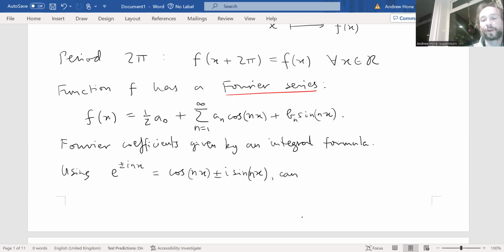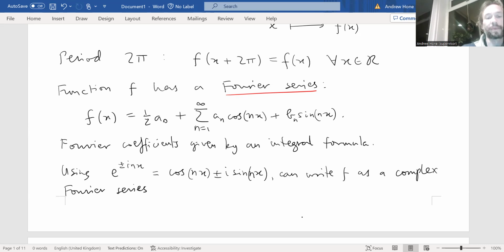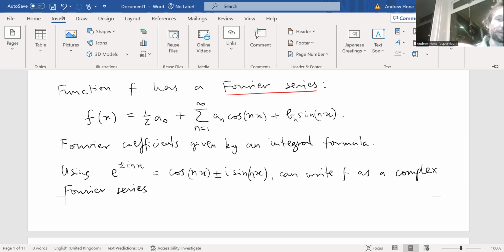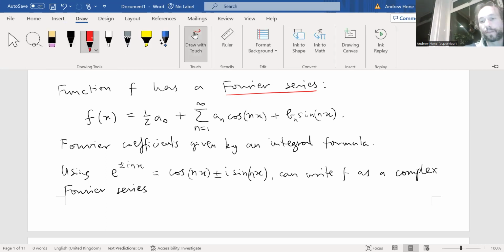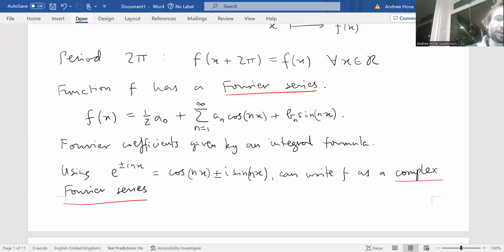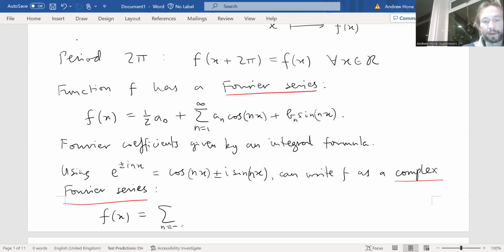So if you use this fact, you can also write f as a complex Fourier series. There's nothing really different here. What do I mean? Well, I just mean that you can replace this sum with cosines and sines by a sum of complex exponentials. And the nice thing about that is that it's a much neater formula to write.